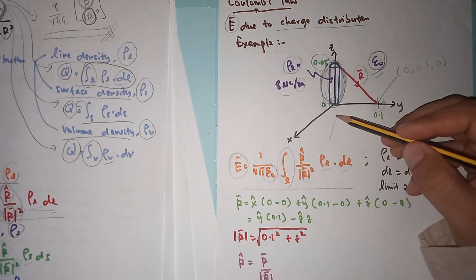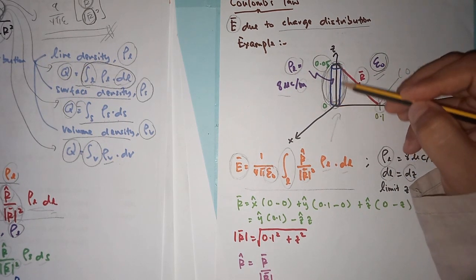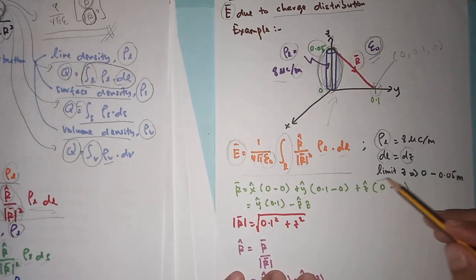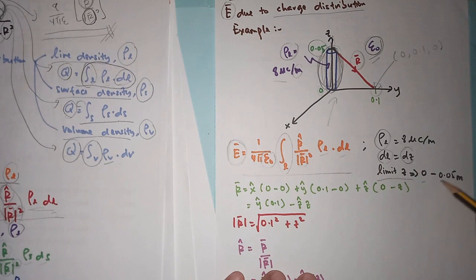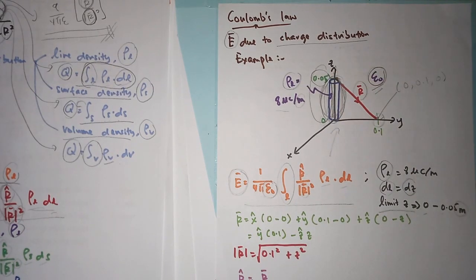Based on the information given in this question, the value for rho L is equal to 8 microcoulomb per meter. dl can be replaced with dz since this line charge density resides on our z-axis here, and the limit for z is from 0 until 0.05 meter, as given in this figure.